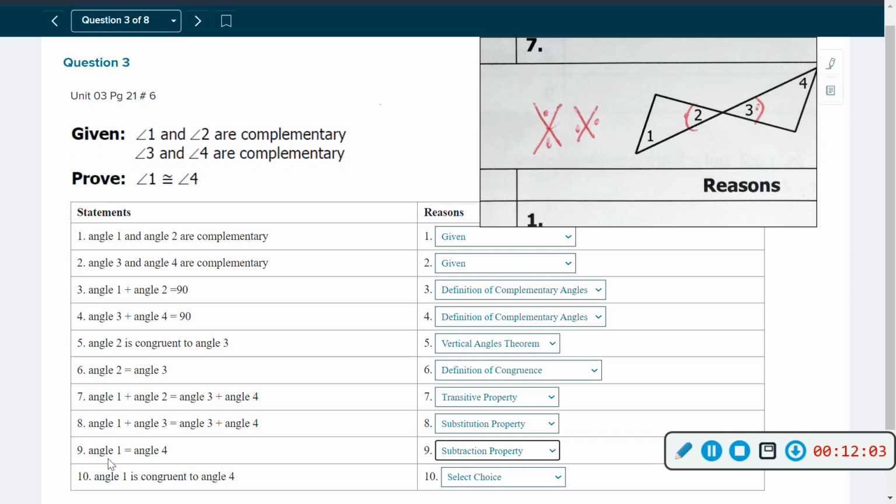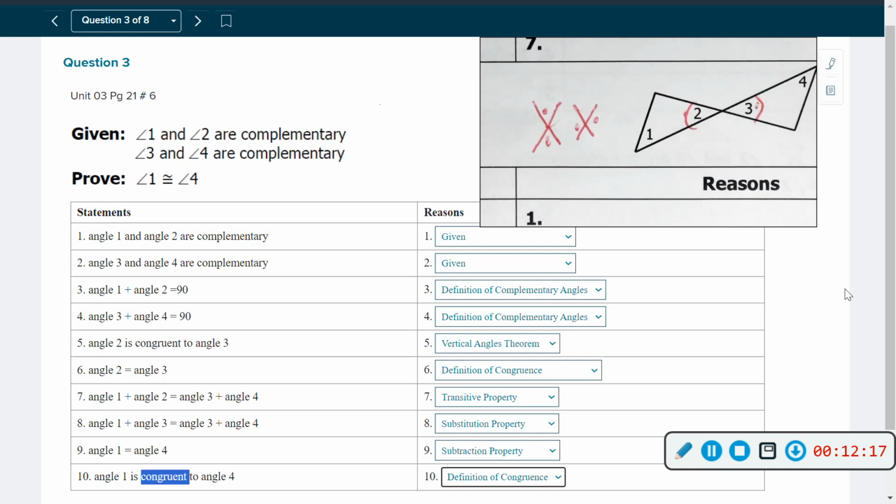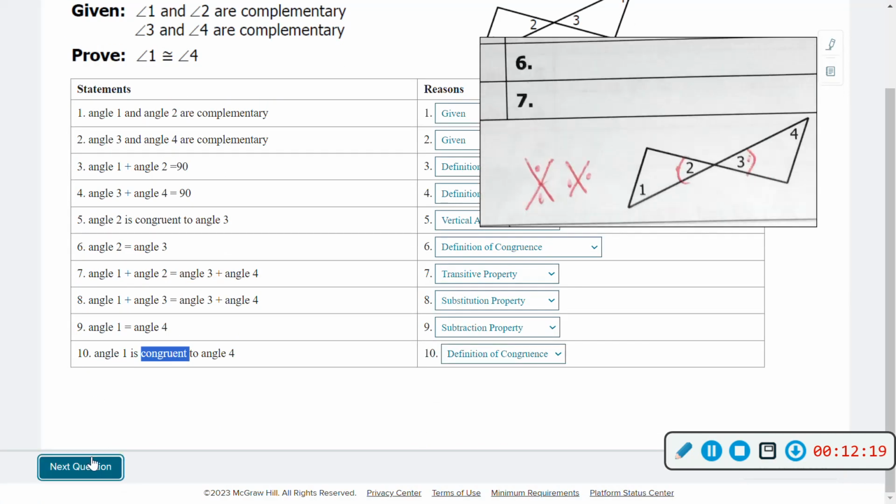Well, what changed? They both have angle 1, they both have angle 4. The equal sign disappeared and they changed it to the word congruent. And that's the definition of congruence. And that is the answer to page 21, number 6. All right, let's keep going.